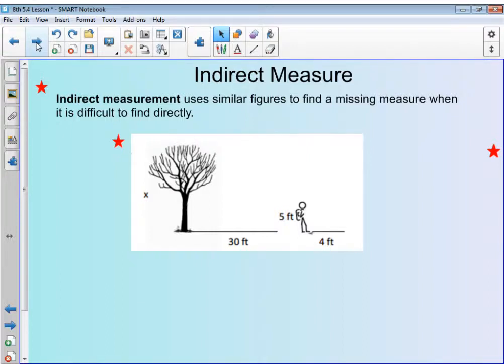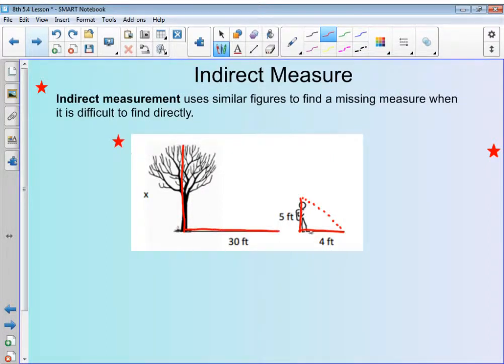I could go through and measure the height of my person. So this is a 5-foot person. And I could measure the person's shadow, which was 4 feet. Now, if you look here, see how I'm actually creating a triangle? Okay, so indirect measure, they're just using the sun to create that shadow. So here I've got my tree that's a certain height, which I don't know, and I have the shadow that's 30 feet.